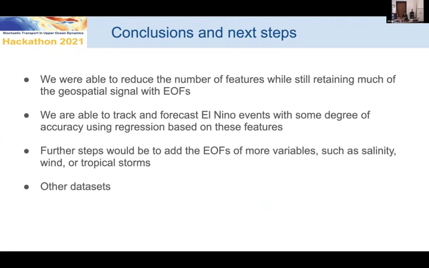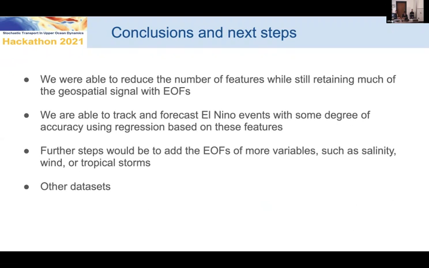So in terms of the conclusions, the EOFs were very useful in collapsing this geospatial signal down into something that was much easier to work with, and so we could really reduce the number of features, which was really important. We ended up with those 37 principal components that Stuart mentioned, and these are much easier to work with, while still retaining a lot of the important signal.